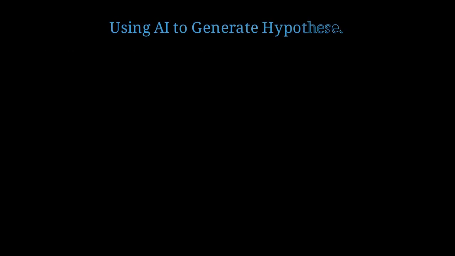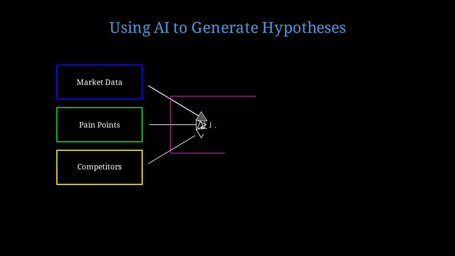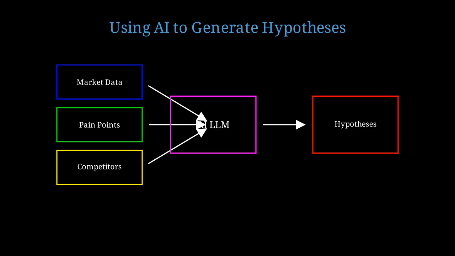How do we use AI to generate these hypotheses? Let me walk through a concrete process using large language models. You input 3 data sources into a large language model: market data from industry reports, customer pain points from forums and interviews, and competitor analysis. The AI synthesizes these inputs and generates multiple testable hypotheses.